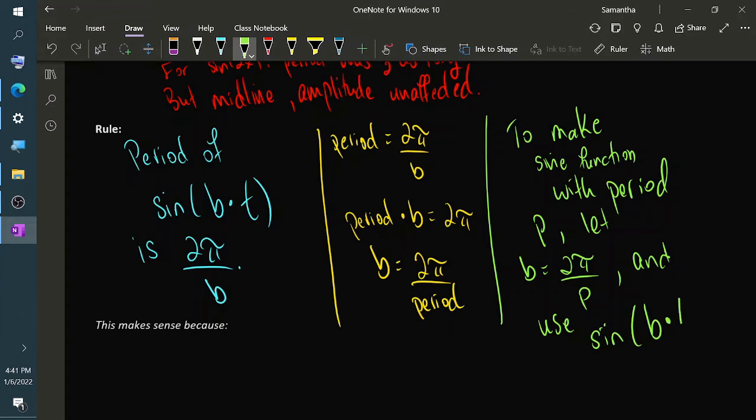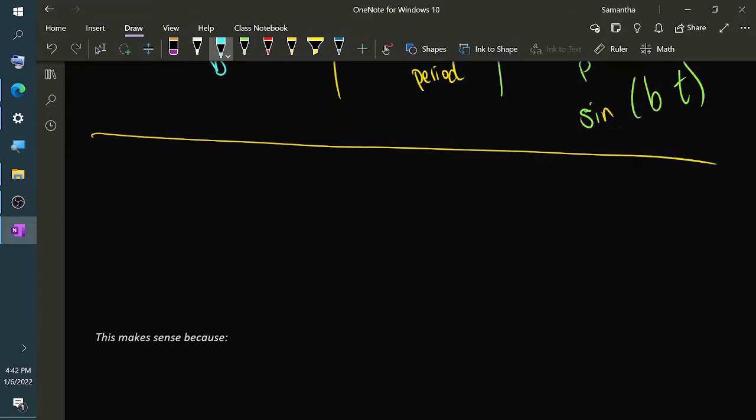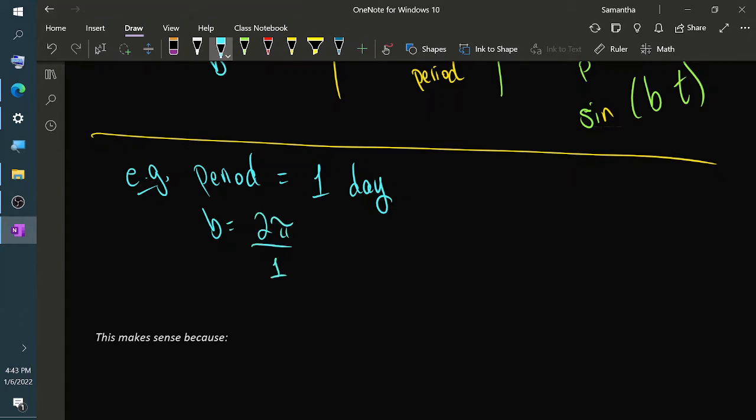write down the number 2 pi divided by the period and use the sine function where the input is multiplied by that quantity. For example, suppose you're trying to construct a sinusoidal function which matches a wave pattern that repeats once per day. So you want to construct a function where the period is equal to 1 day. In this case, you would set b equal to 2 pi divided by this period, which is equal to 1.